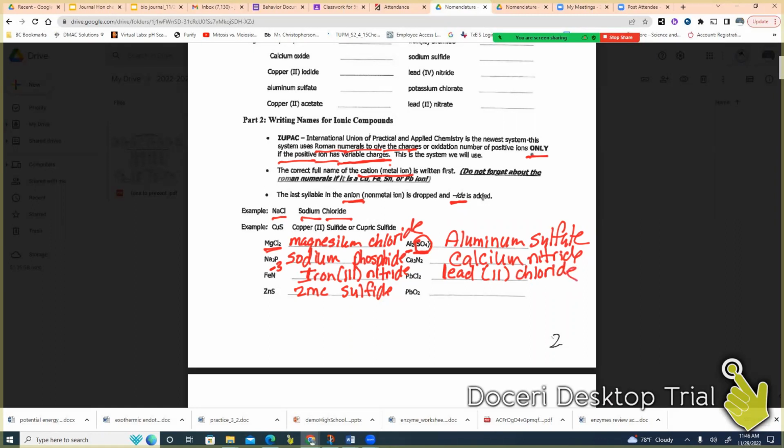And then my last one is also lead. But on this one, which one did I have to use? Lead 4. An oxide is a -2, but since I have 2 of them, I have to have a total of -4. And I only have 1 atom to do that with. So that's why that one had to be the 4.